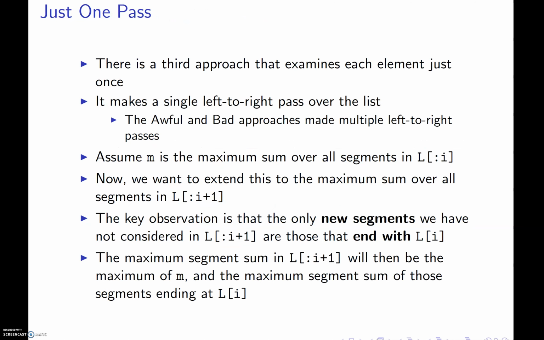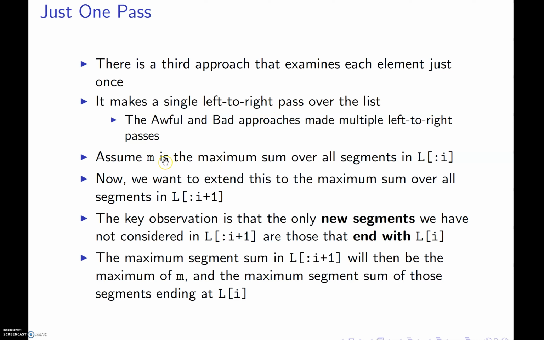So let's look at a third approach. A third approach is going to be looking at each element just one time. So this is going to eliminate, from the past algorithm approach, how we had to iterate through those partial sums multiple times as we went through each lower limit. We're going to avoid that in this approach. So it makes a single left to right pass over the full list, versus those awful and bad approaches that made multiple left to right passes. The awful made many multiple passes, and the bad just fewer, but still a lot.